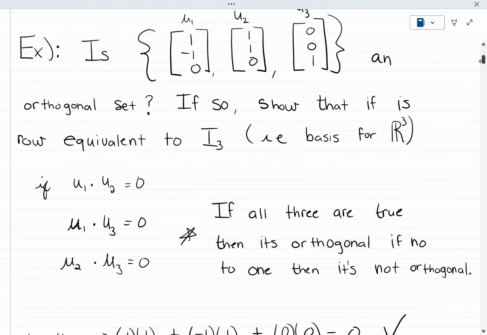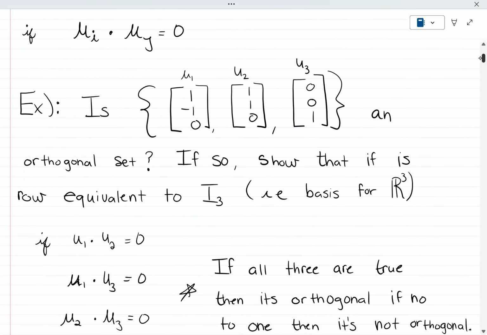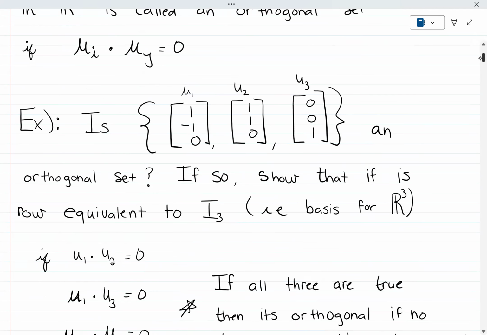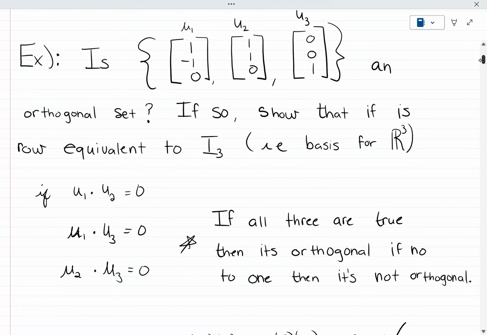I kind of did this one ahead. Here are the three vectors. If you do the dot product of u1 and u2, it does come out to be 0. And if you do the dot product of u1 and u3, it also becomes 0. And then if you do the dot product of u2 and u3, it also becomes 0. So this proves that it is orthogonal. So, is this an orthogonal set? Yes.